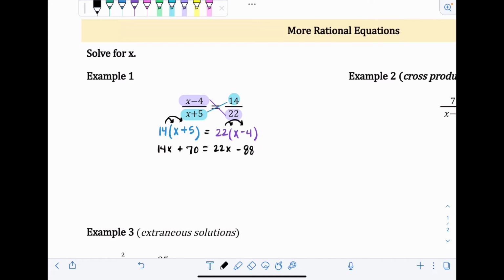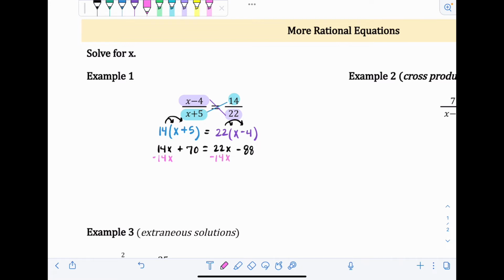Now I still have a linear equation, so that means x to the first power, so I won't have to factor or take square roots or anything like that. My first priority is to get my x's together on the same side of the equal sign. It doesn't really matter which way you go, it's up to you. But we have a 14x and a 22x, so I'm going to subtract 14x from both sides, just so I don't have to deal with negatives.